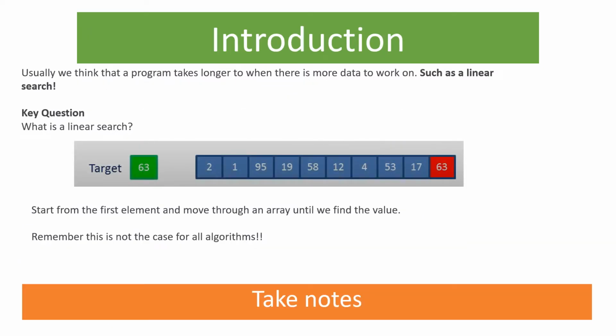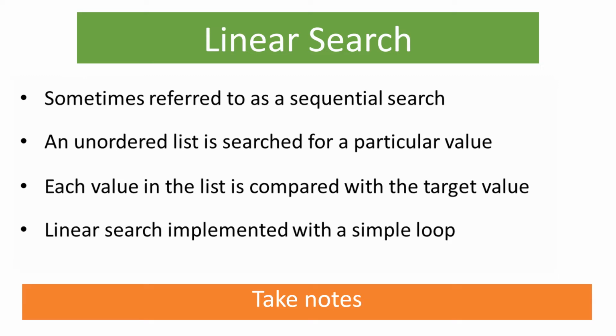So just remind yourself of how a linear search works. Traditionally, we think a program is going to take longer when there's more data to work on, such as a linear search. Remember, a linear search is where we have an array and we search through the data until we find it. Remember, this is not the case for all algorithms. As a recap, a linear search can sometimes be referred to as a sequential search. We search every item one by one.